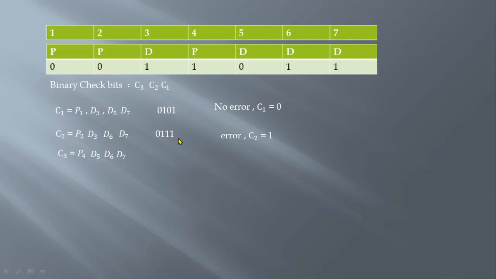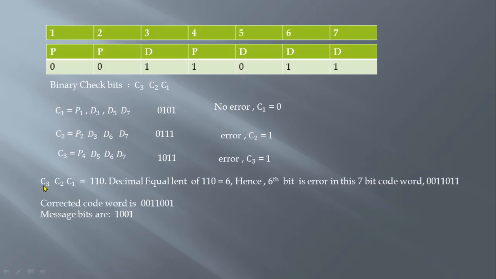Next C3, starting from the third parity bit, that is P4, D5, D6, D7: 1, 0, 1, 1. Here an odd number of ones are present, so C3 equals 1. Here the code word C3, C2, C1 equals 110. The decimal equivalent of 110 equals 6. Hence the 6th bit is the error in this 7-bit code word 00110111. Here the 6th bit is 1, so we have to make this 1 as 0.